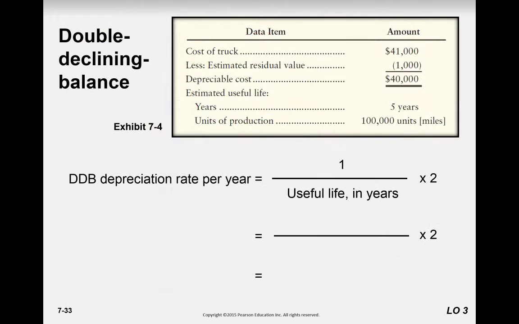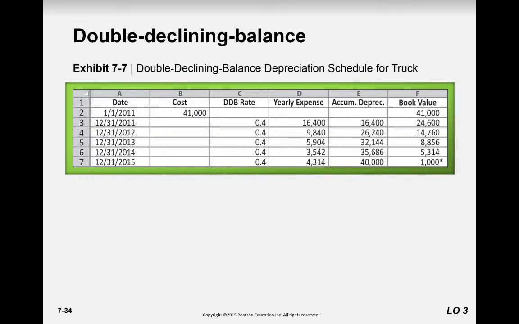So let's see how this works out. Here we have our formula: 1 divided by our useful life, and then we multiply it by the 2. In this case, 1 divided by 5 would give us 20%. When we multiply it by 2, we're actually doing 40% depreciation. So we have our double declining rate here, and we have our cost.